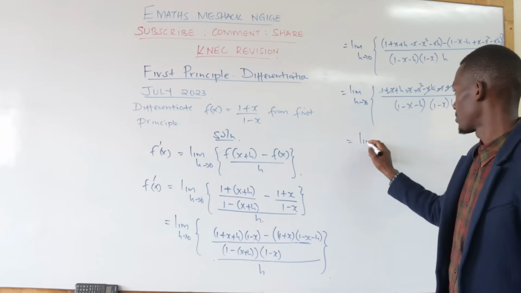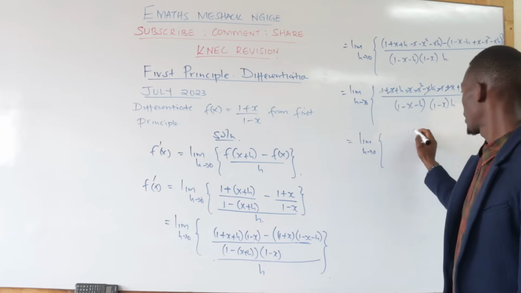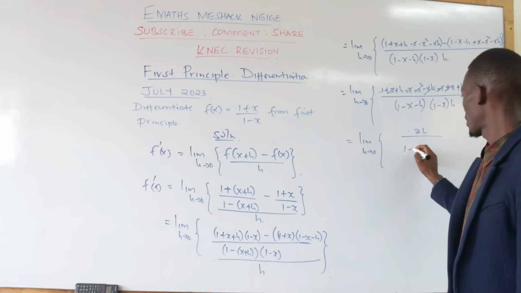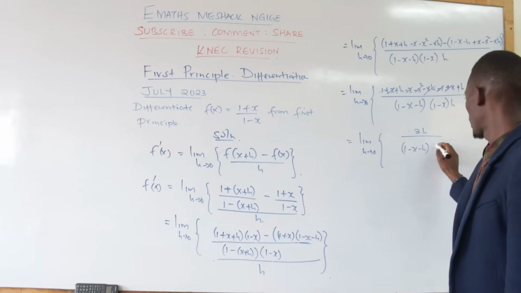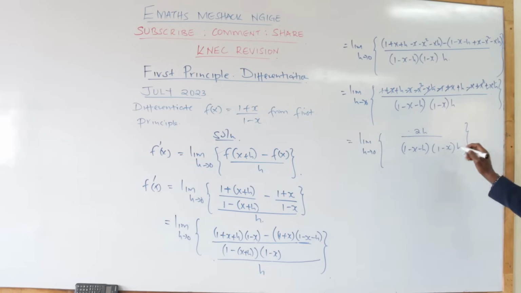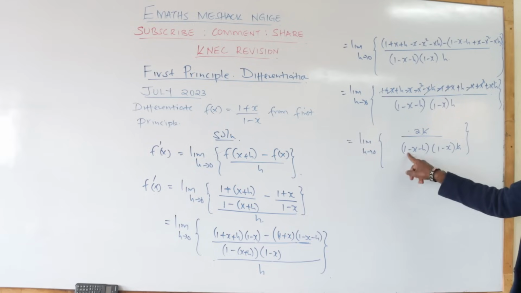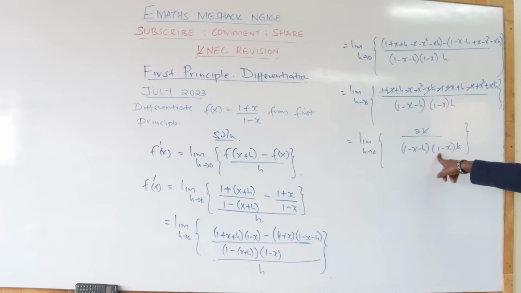So this one becomes limit as h tends to 0, then you have 2h, then all over 1 minus x minus h, then 1 minus x, then h. Now, this h will go with that h. So we have that. Then at this point, we can replace our value of h being 0. So putting 0 here, we'll have 1 minus x minus 0, we'll have 1 minus x, then we'll have 1 minus x. So 1 minus x and 1 minus x will be the same term.